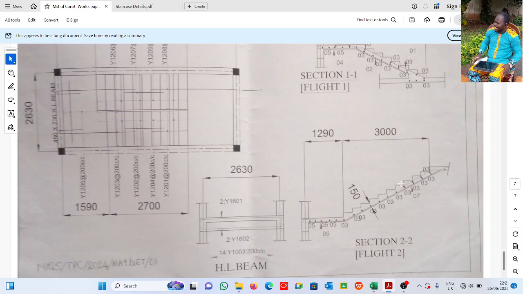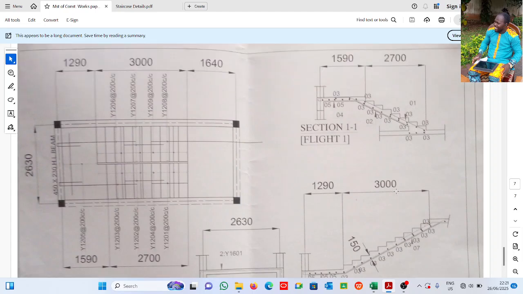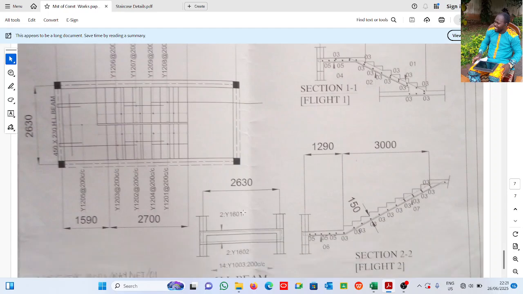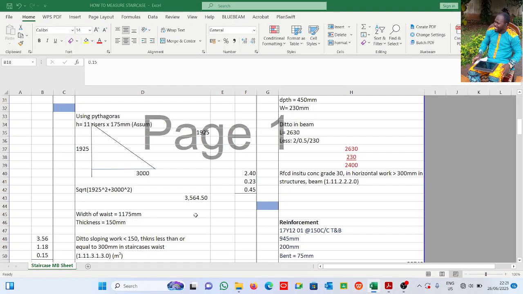Each riser was not given. But in this drawing, I assumed it to be 175. See it here.